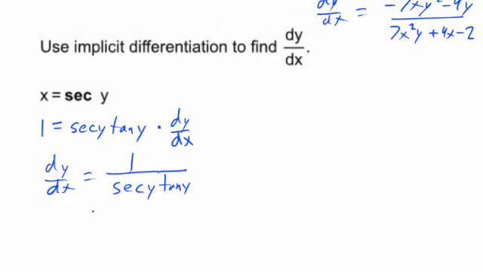Which I guess you can rewrite it because secant is 1 over cosine, so 1 over secant is 1 over 1 over cosine, so it's cosine. And 1 over tan is actually cotan, so we can write that as cos y cot y.